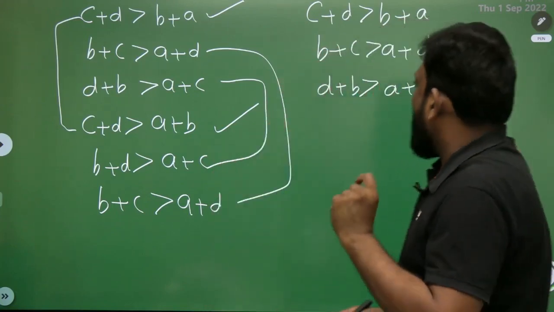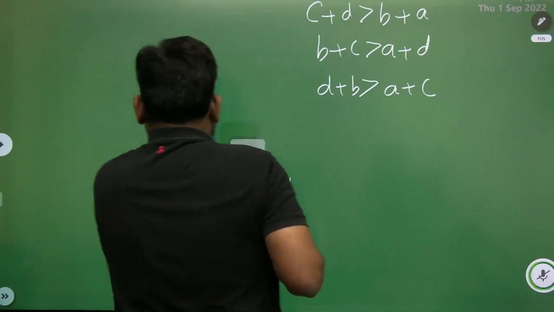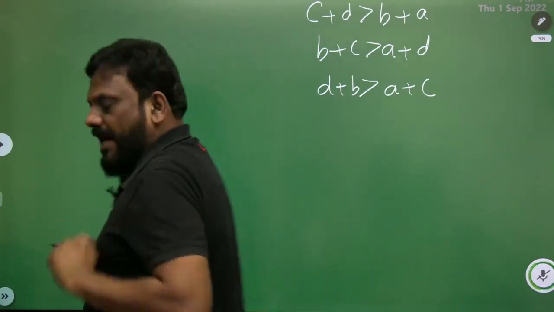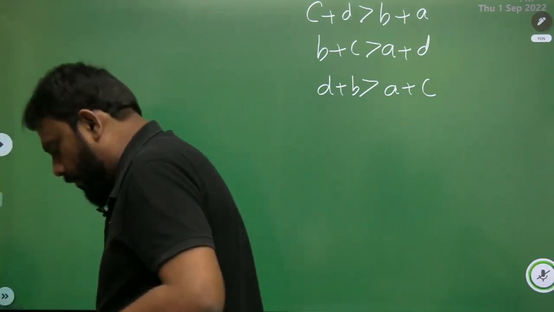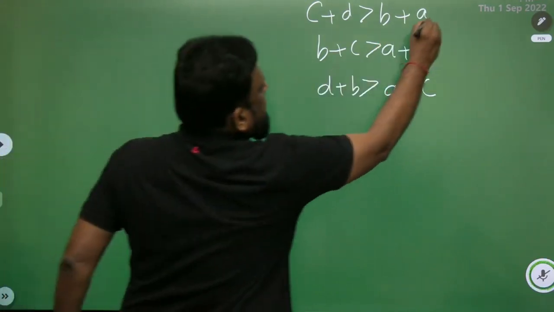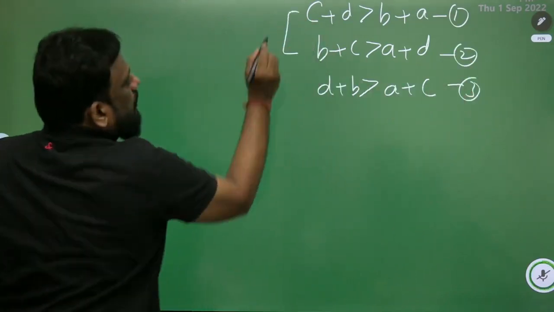Wonderful, my dear students. Now observe. Let's see the beauty here. Now have a look at this. Look carefully. Now what we do, my dear students, is let us take this as 1, this as 2, and this as 3. Let us add 1 and 2.